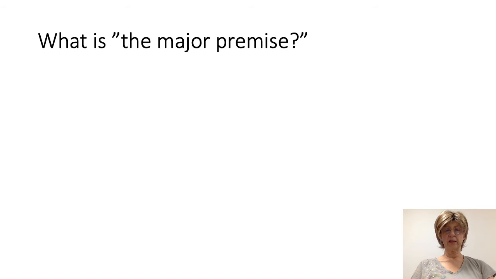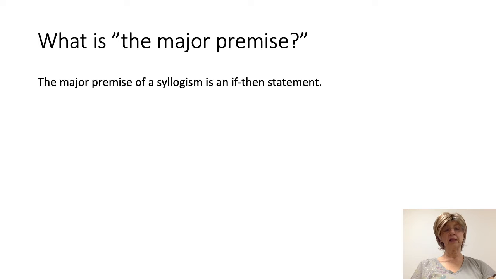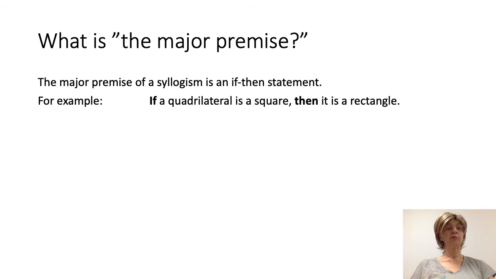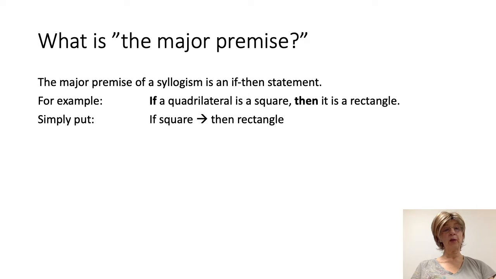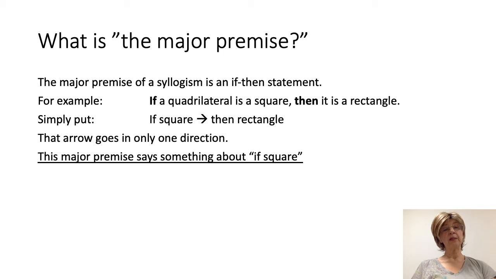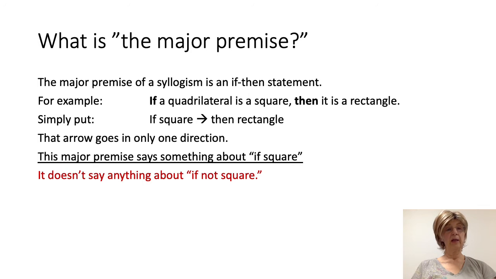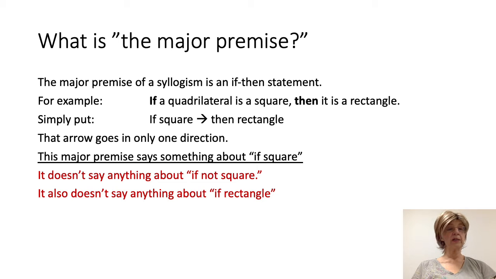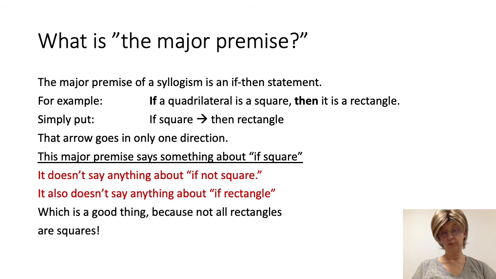What is the major premise? The major premise of a syllogism is an if-then statement. For example, if a quadrilateral is a square, then it is a rectangle. Simply put, if square, arrow, then rectangle. The arrow goes in only one direction. The major premise says something about if square. It doesn't say anything about if not square. It also doesn't say anything about if rectangle, which is a good thing because not all rectangles are squares.